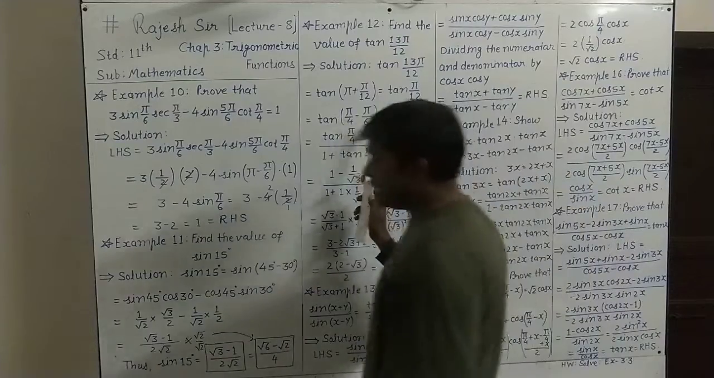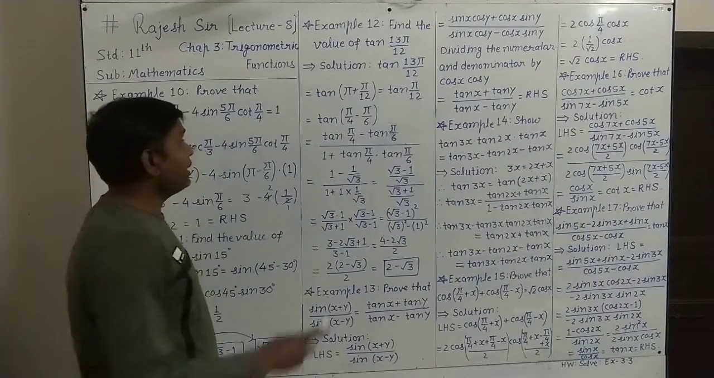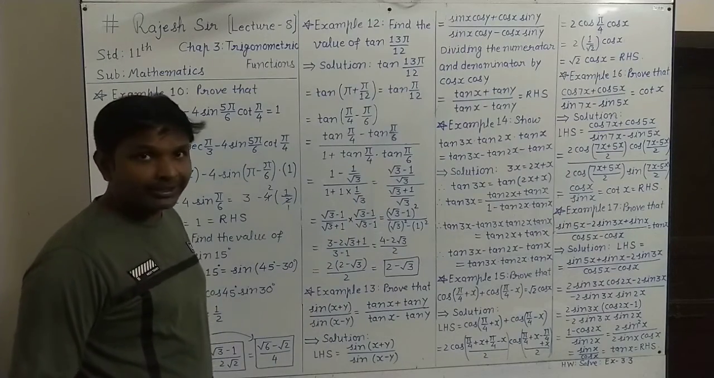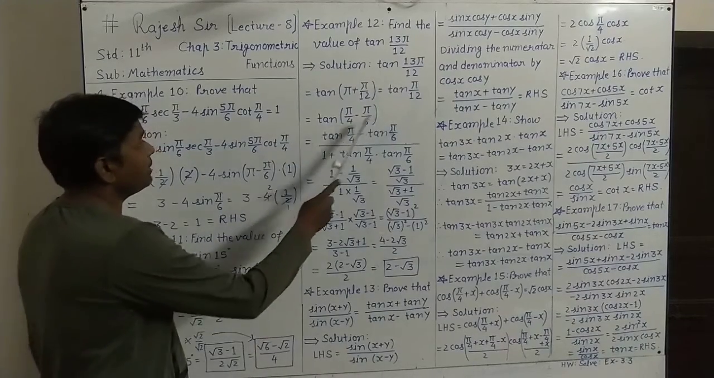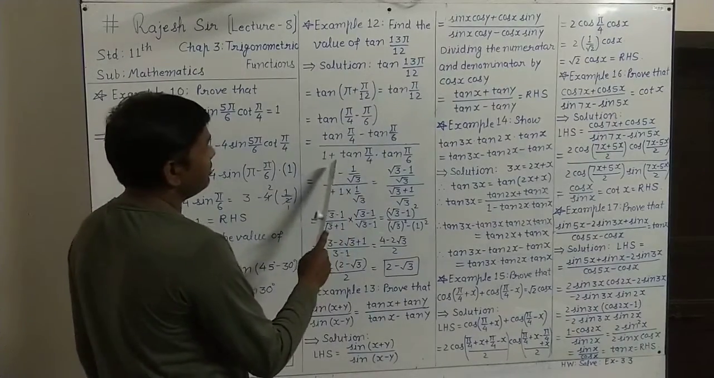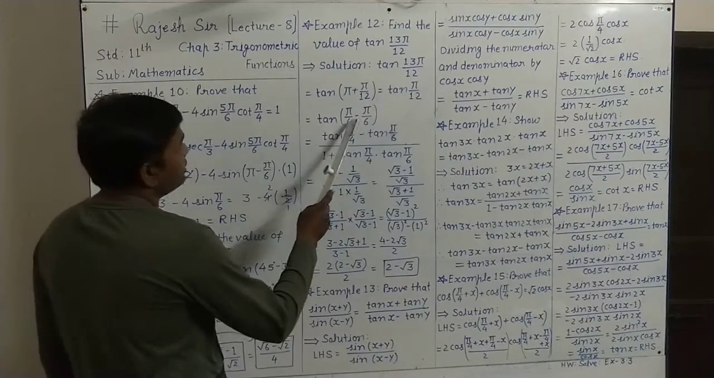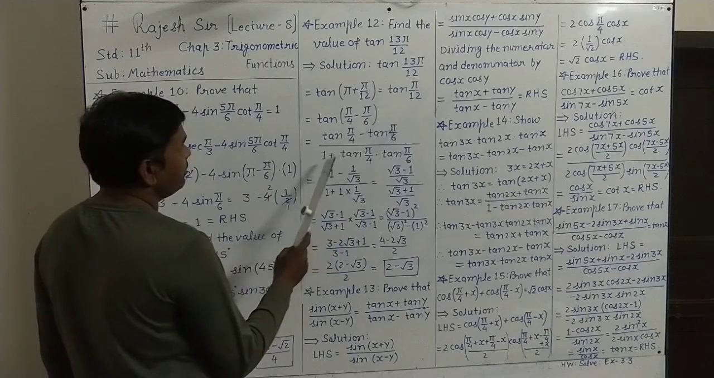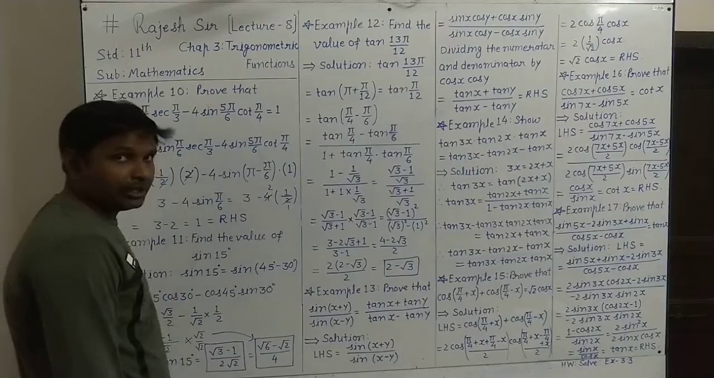Now this is like tan of x minus y, a trig function of the difference of two angles. For that, in the last lecture we have seen the formula: tan of x minus y equals tan x minus tan y upon 1 plus tan x tan y. That we have placed here. Here x is pi by 4, y is pi by 6. So tan pi by 4 minus tan pi by 6 upon 1 plus tan pi by 4 into tan pi by 6, by the formula of the last lecture.